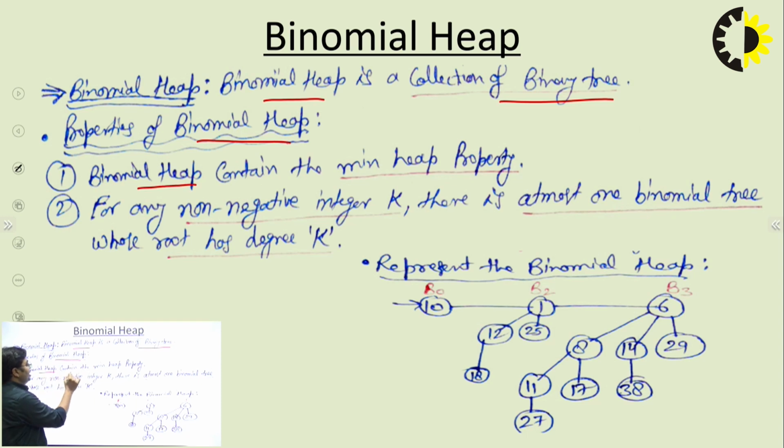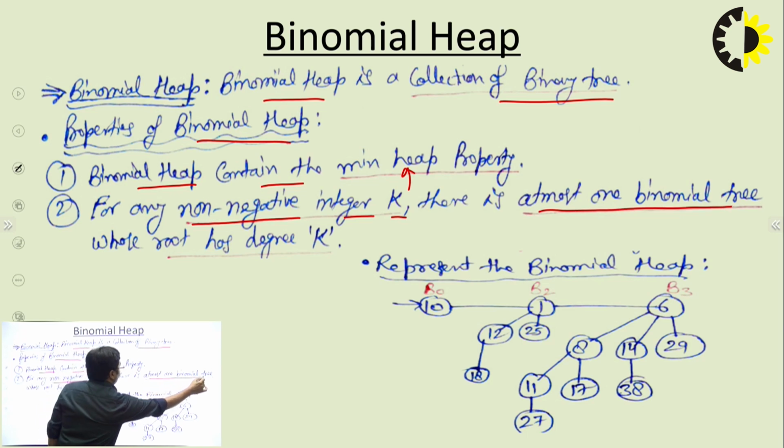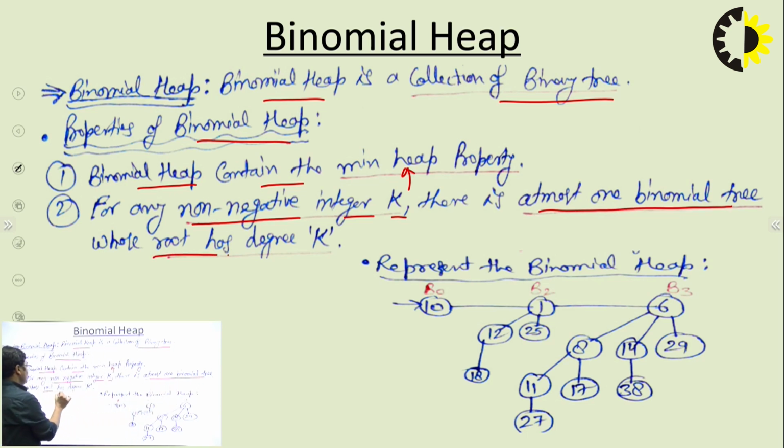Binomial heap contains the minimum heap property. So minimum heap property means the minimum value of any vertex comes to the root. For any non-negative integer k, there is at most one binomial tree whose root has degree k.